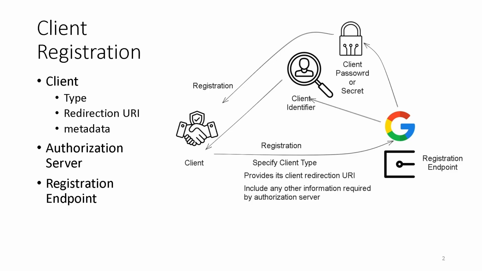The authorization server is the entity that issues access tokens to the client after successfully authenticating the resource owner and obtaining authorization, like we discussed previously. The authorization server provides a client registration endpoint for the client to register itself. The authorization server validates the client metadata and assigns a client identifier and optionally a client secret to the client. The authorization server may also revoke or update the client registration information at any time.